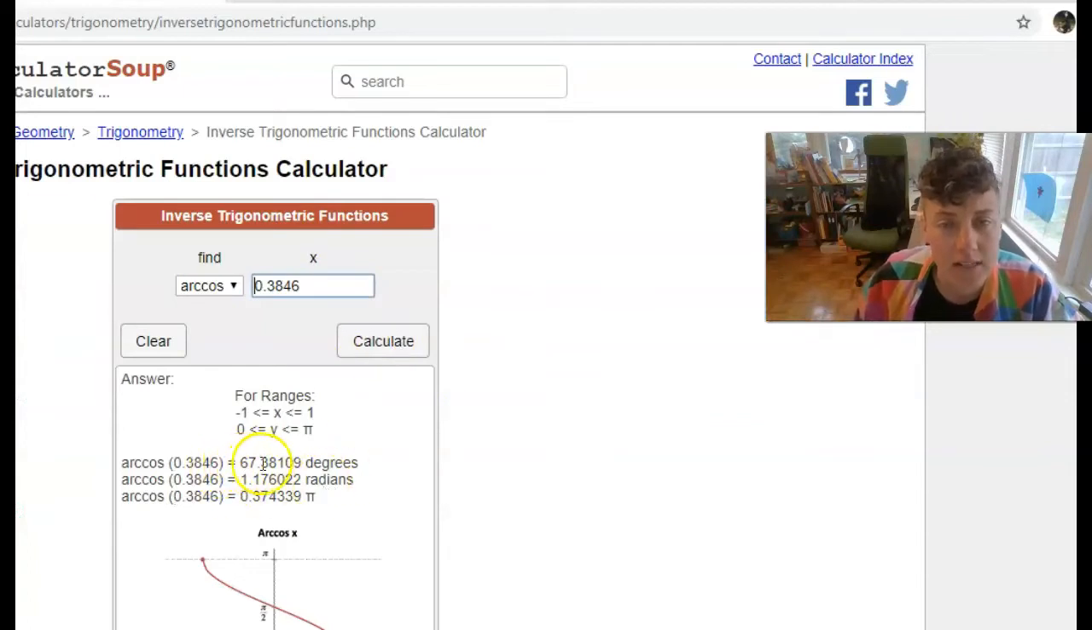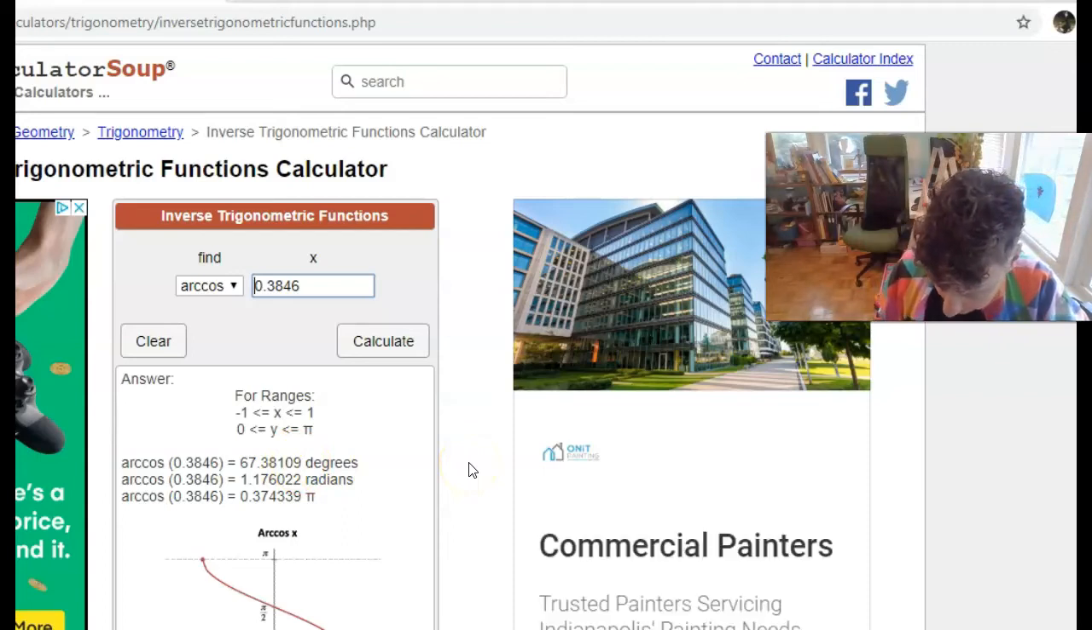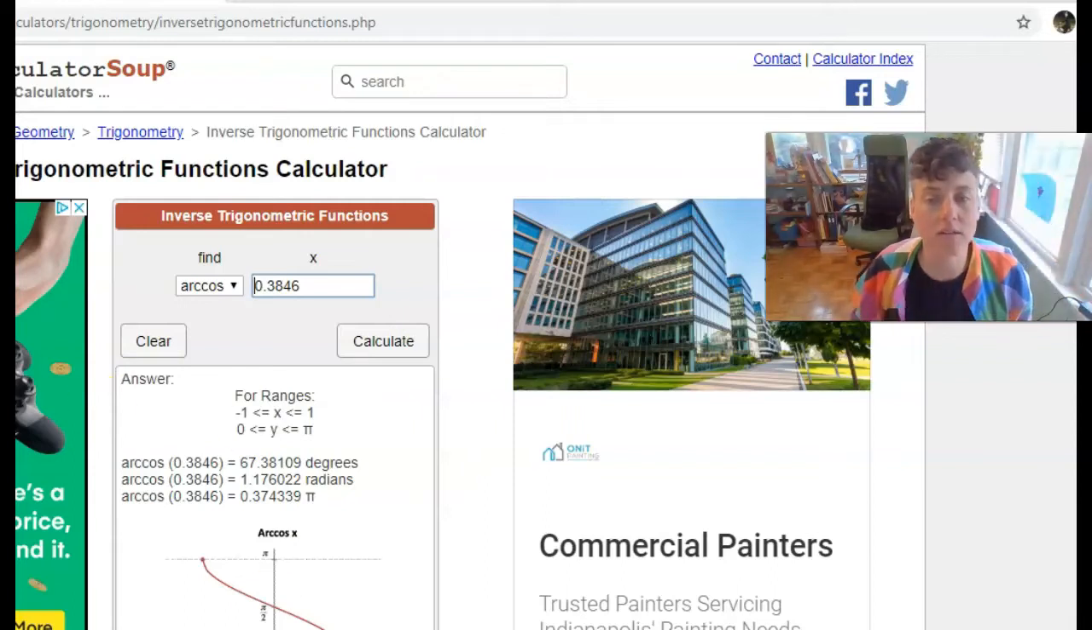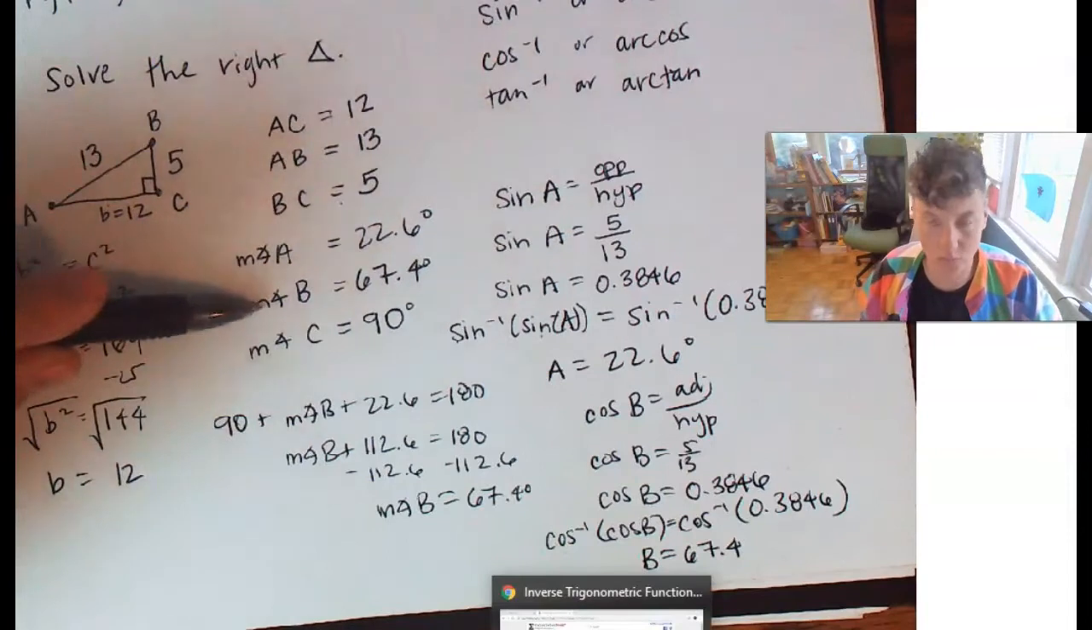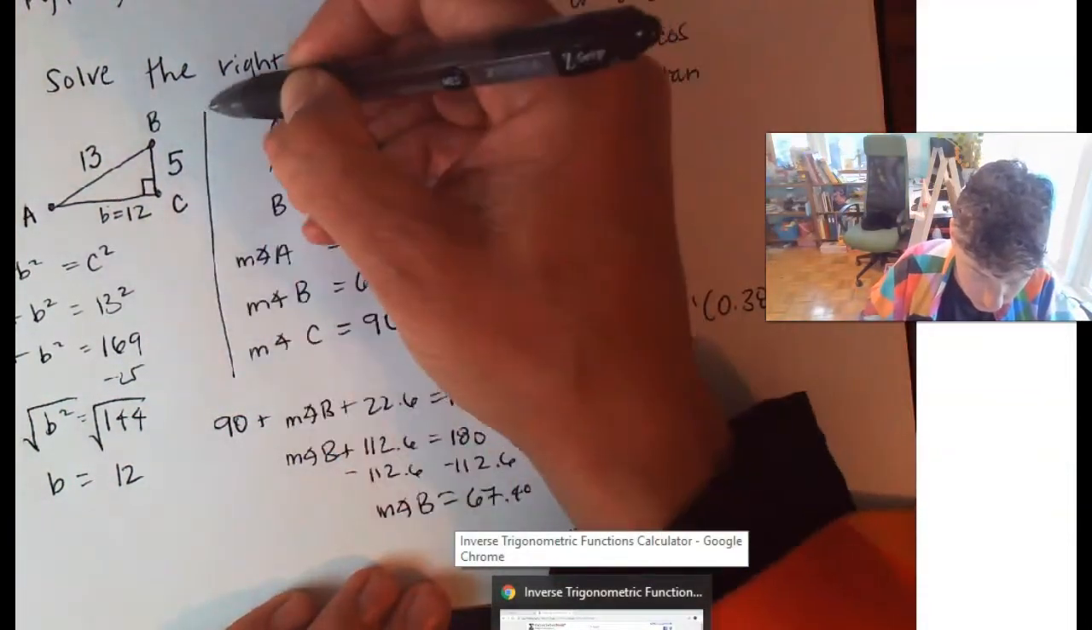Inverse cosine 4 degrees. Great. 67.4 degrees. 67.4 degrees. 67.4 degrees. Fabulous. So we just solved the triangle.